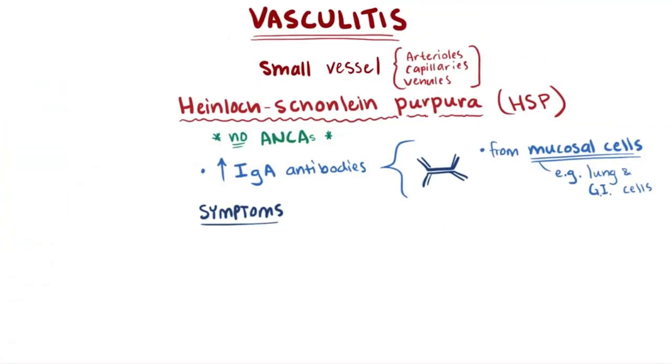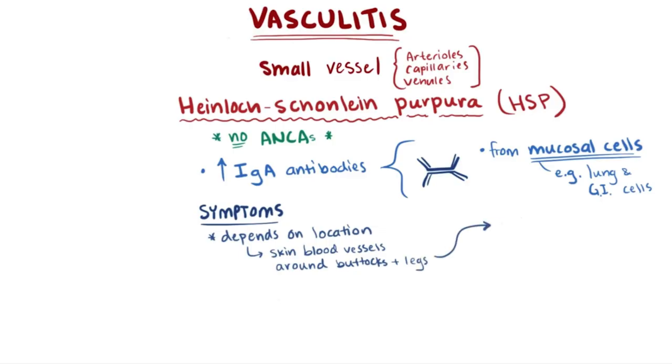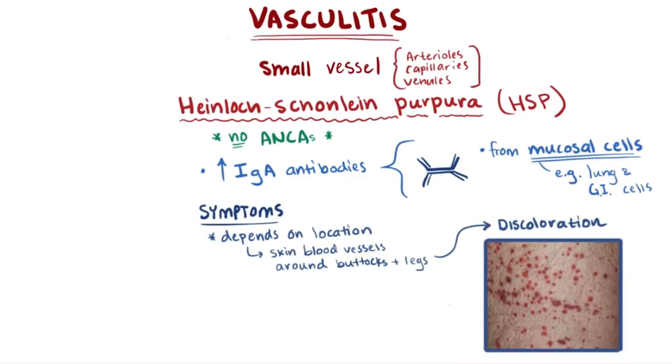Symptoms are going to depend on where the IgA decide to attack the small blood vessels. One more common place is the skin blood vessels around the buttocks and legs, which leads to a significant skin discoloration that looks like blood is pooling under the skin surface, called purpura. One indication that the disease is HSP is that the skin discoloration is palpable, as in you can feel it raised above the normal skin. Remember, the fibrosis of the blood vessel walls hardens and makes it palpable.